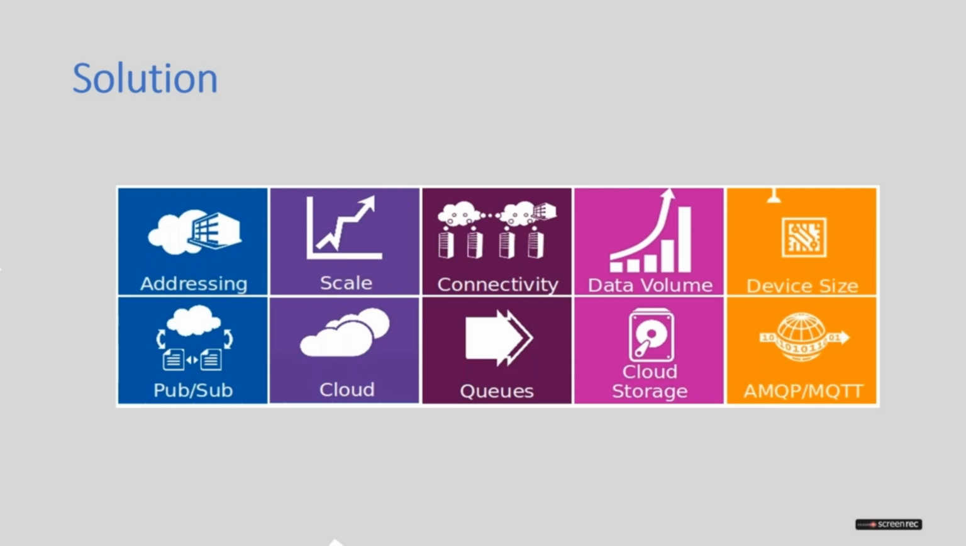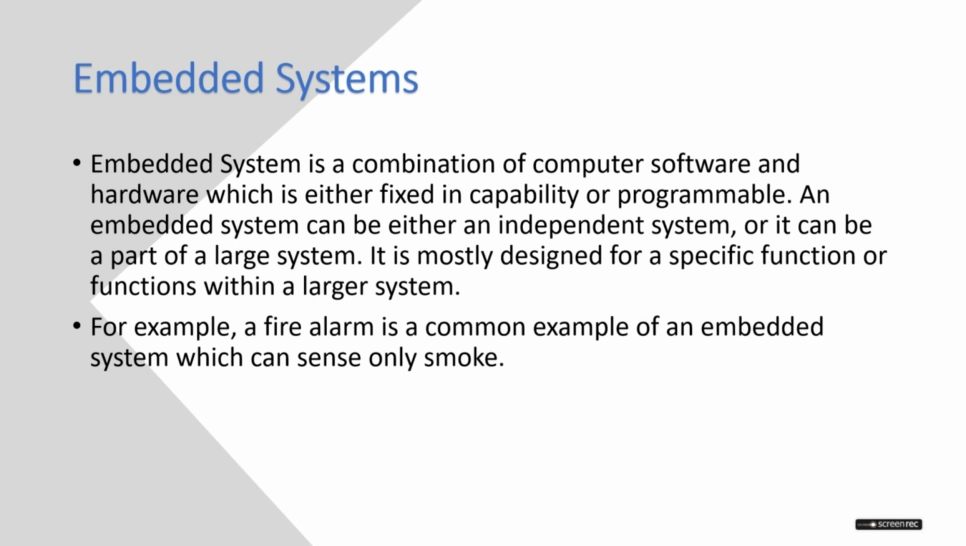Moving forward, now the embedded system. An embedded system is a combination of computer software and hardware which is either fixed in capability or programmable. An embedded system can be either an independent system or a part of a larger system. It is mostly designed for a specific function within a larger system. For example, a fire alarm is a common example of an embedded system which can sense only smoke.